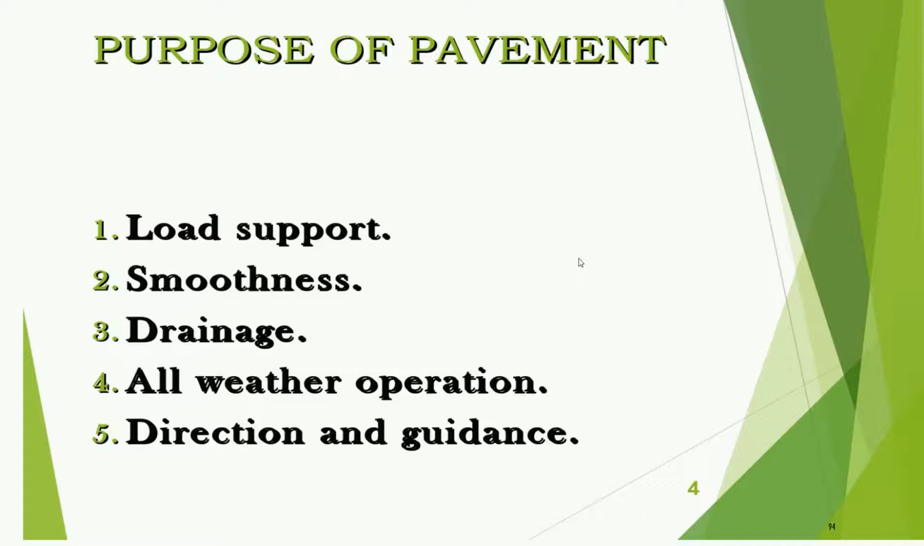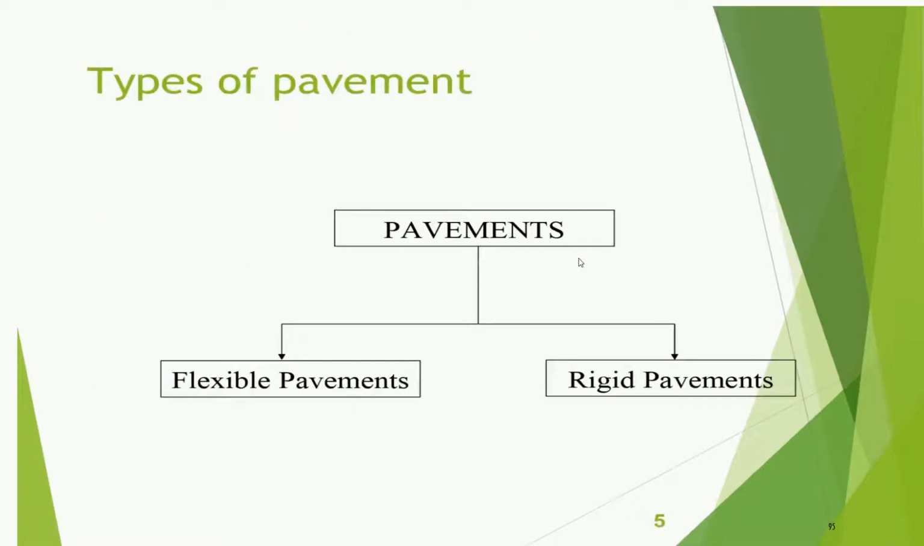Number one is load support. Any pavement we construct is for load support. It should provide smoothness. There should be proper drainage, so that there is no structural damage to the constructed pavement. The pavement should be usable in all weather operations, and there should be proper direction and guidance for the use of these pavements.